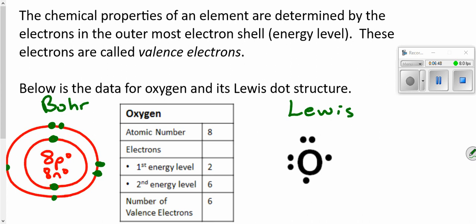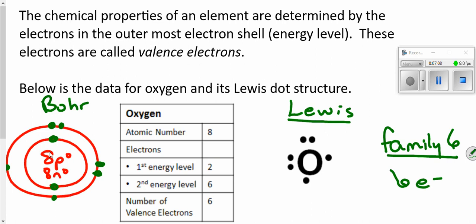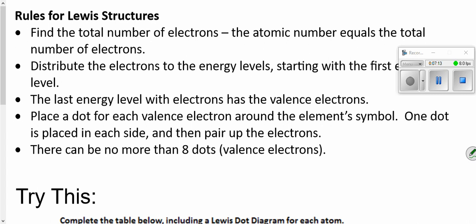Lewis gave us the shorthand way of doing it. The easiest thing for me to do, rather than drawing the Bohr diagram first, is just to find out which family number it's in. And we know that oxygen is in family number 6, so that means it's going to have 6 electrons when we draw a Lewis diagram for oxygen. So the rules for drawing Lewis structures: we're going to do the shortcut, find out which family number it's in, and that will tell us how many valence electrons. And I'm going to draw 1 dot for each electron up to a maximum of 8.